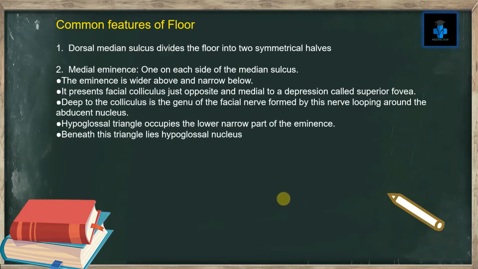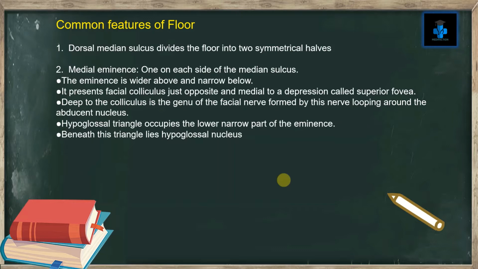Common features of the floor. Number 1. The dorsal median sulcus divides the floor into two symmetrical halves. Number 2. Medial eminence, one on each side of the median sulcus. The eminence is wider above and narrow below.